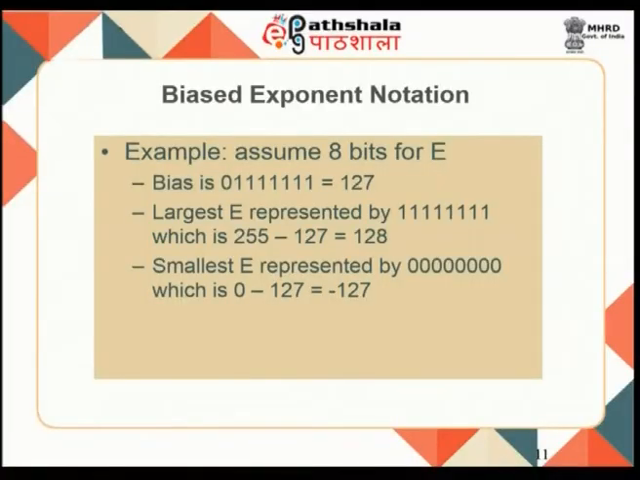For example, suppose if we assume 8 bits for the exponent representation, the bias is given by 127, that is 0 followed by 7 ones. So, the largest exponent value represented by this is all ones, which is 255 minus 127, which is 128. Similarly, the smallest exponent value is represented by all zeros, which is nothing but 0 minus 127, which is minus 127. So, the range of exponent values that you can represent is, my actual numbers, minus 127 to plus 128, and the biased exponent values change from 0 to 255.